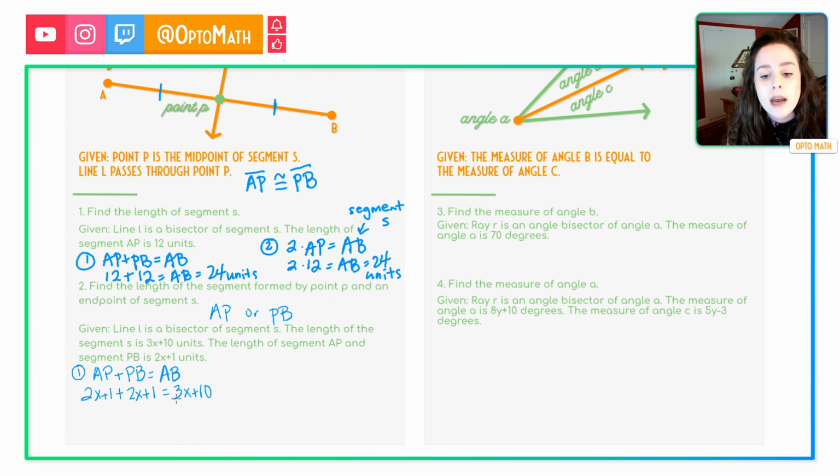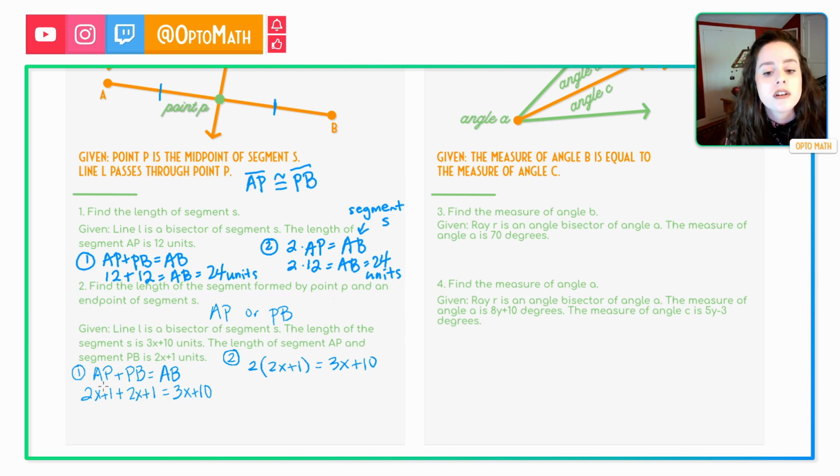Okay, so there's one setup, and then we could solve that equation. Another setup, thinking about it as the segment AP or PB being half the size of the total segment. So if it's half the size, you can also double it to get to the full segment length. So we could write it this way: 2 times 2x plus 1 equals 3x plus 10. Notice these are the same equations written differently, because 2x plus 1 plus 2x plus 1.